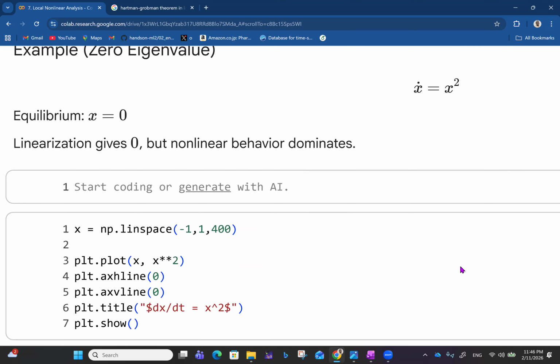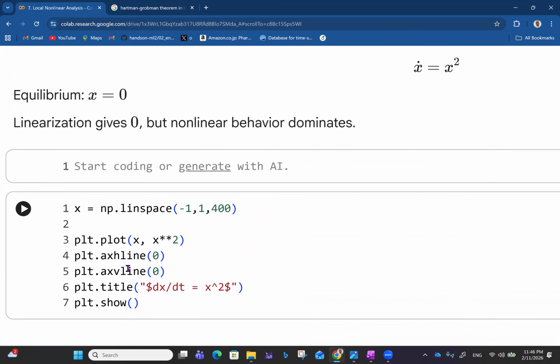So in this case now, we can try this out. You want to plot x by x squared and all that. If you run this now, the x squared still has the nonlinear behavior, right? But the equilibrium point is 0, as you can see right here.